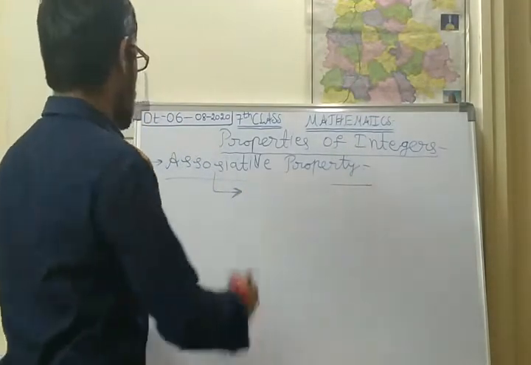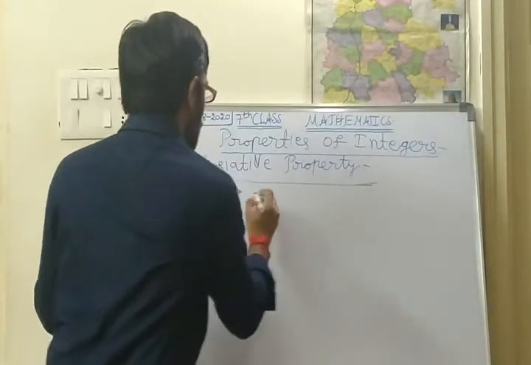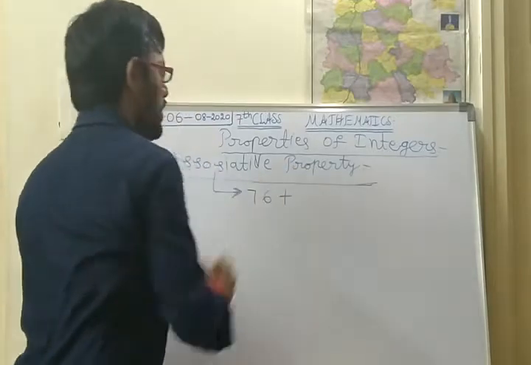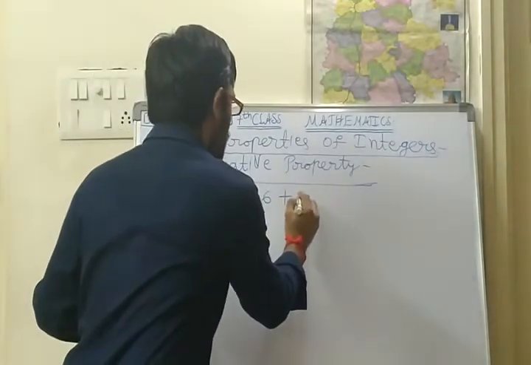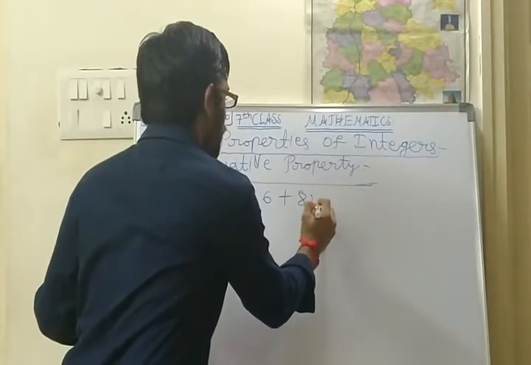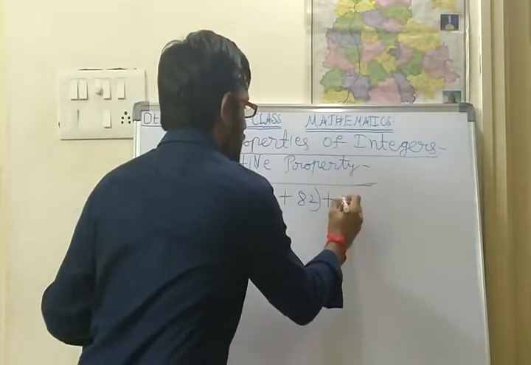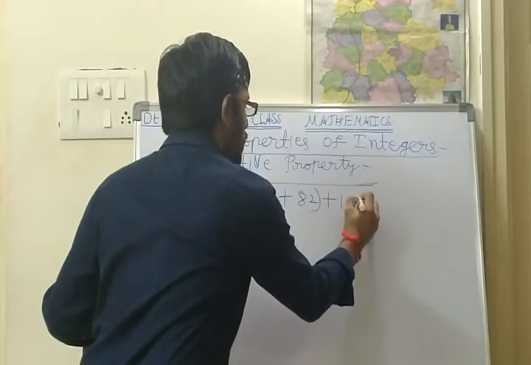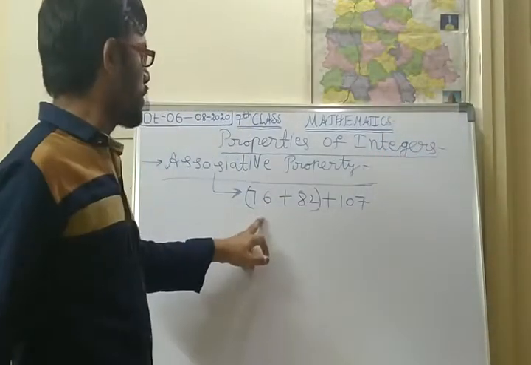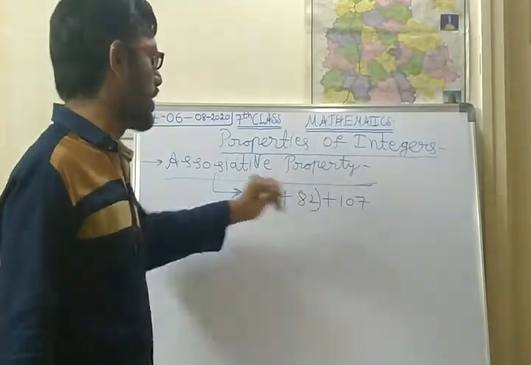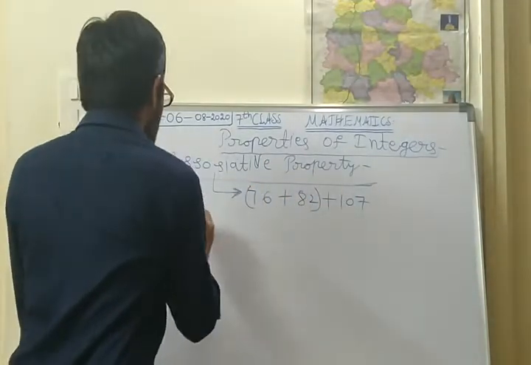As you are grown up children, I am taking some big examples. Okay. So 76 plus 82, two numbers I have taken, plus 107. 76 plus 82 plus 107. So I am adding these three numbers. So what is the result of these three numbers?